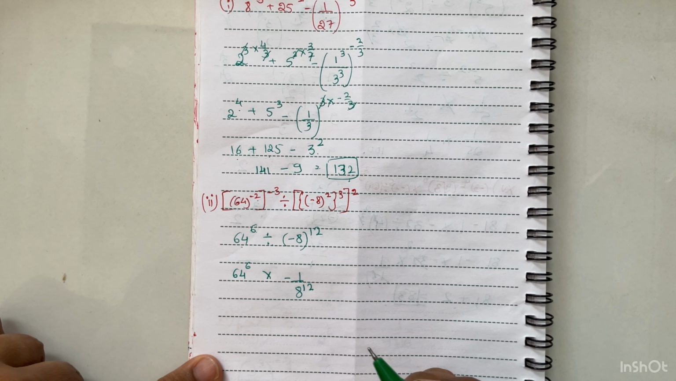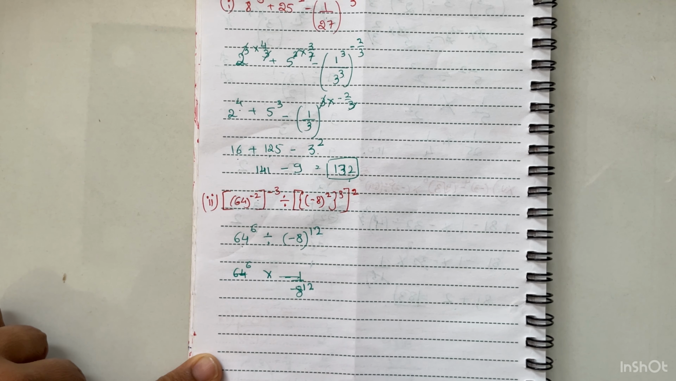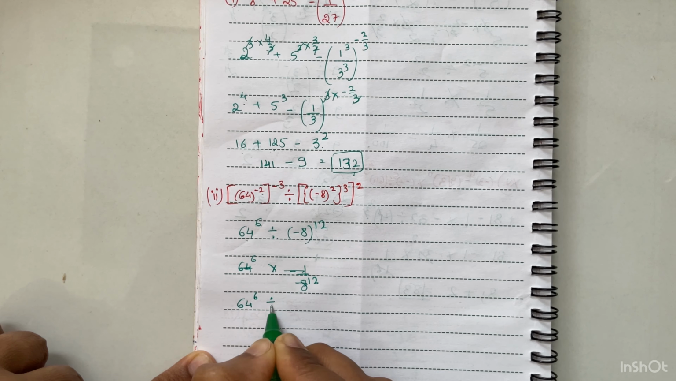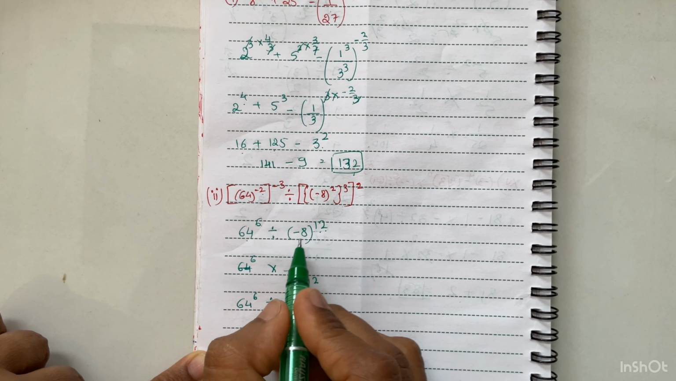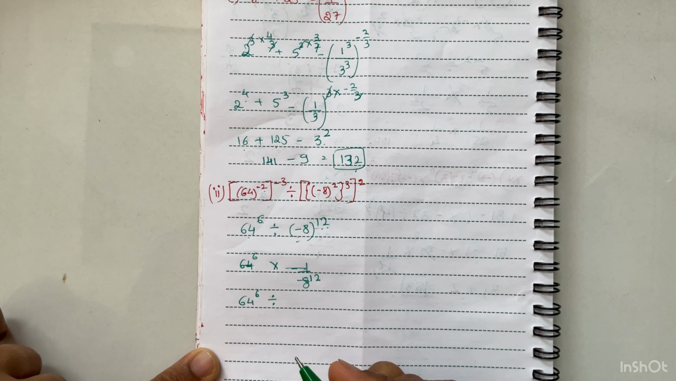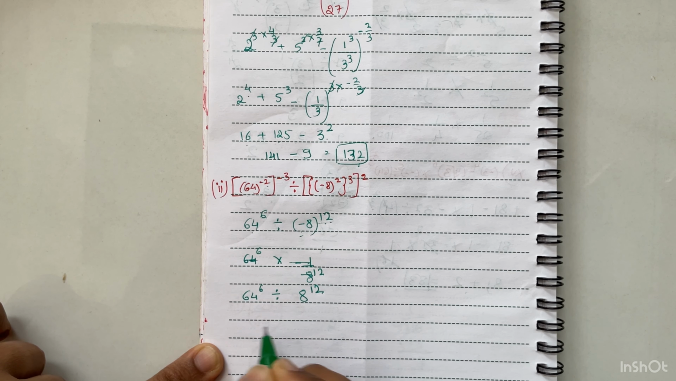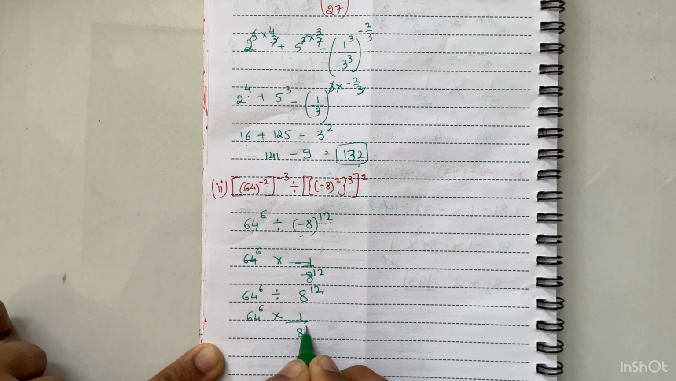Now see here, before that what can we do? Okay, before this I'll do one more step here. 64 raised to the power 6, and the division sign let it be as it is. Here the power is an even number, right? So when it is even, the answer we will get is positive, okay. That we have discussed already in the theory part. So here I can write 8 raised to the power 12 only. Now I'll convert this division sign to multiplication. When I convert, it will become 1 by 8 raised to the power 12.